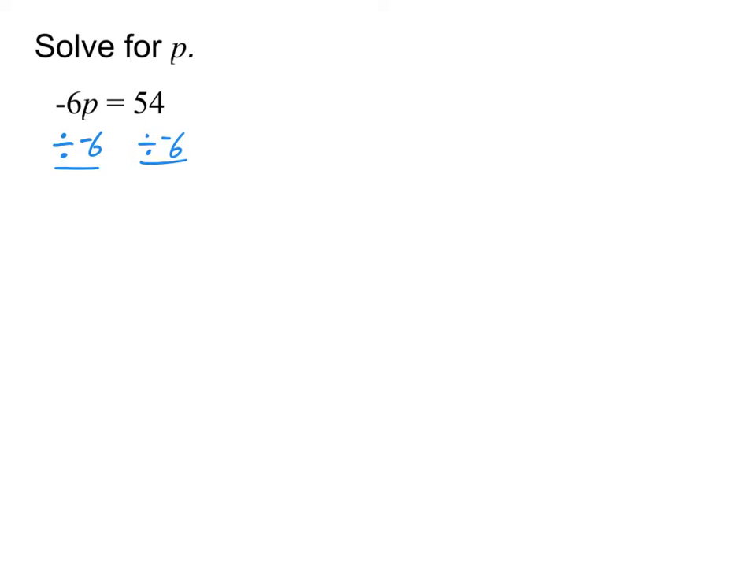And so when we do that, the -6 divided by -6 equals 1. They cancel each other out for that reason. So all I'm left with is 1p, which is just p. We don't have to write the 1 in front. That's why it goes away.